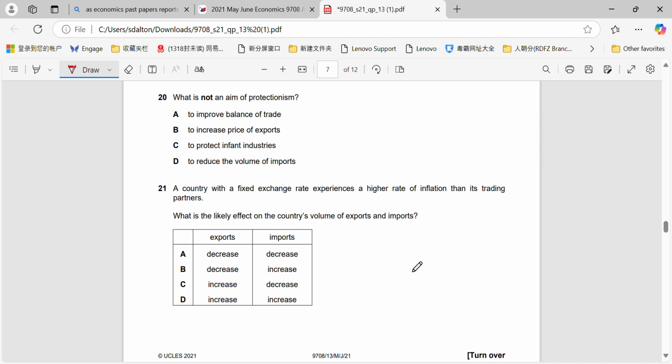Okay, 21. A country with a fixed exchange rate experiences a higher rate of inflation than its trading partners. What is the likely effect? Okay, very simple. If we experience a higher rate of inflation, then our exports, which are now more expensive to make in the domestic economy, will drop. Because we have a higher rate of inflation compared to our trading partners, that makes importing from those partners more price competitive, which means that our imports should rise and our exports should drop, and that will give us B.